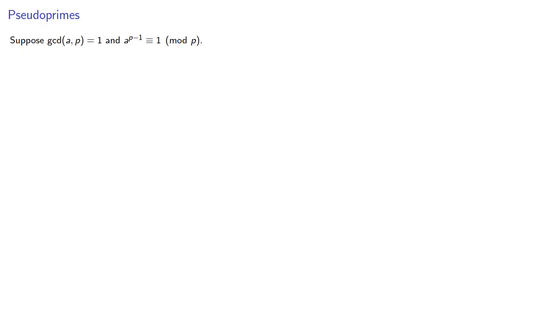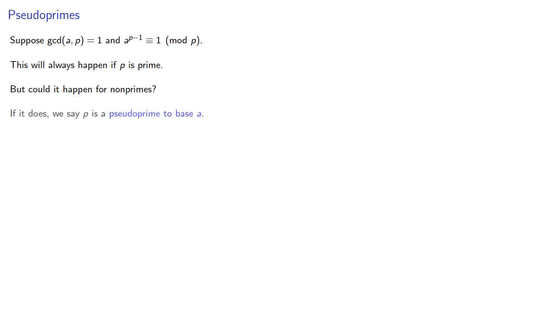Suppose the greatest common divisor of a and p is 1, and a to the power p minus 1 is congruent to 1 mod p. This will always happen if p is prime, but could it happen for non-primes? If it does, we say that p is a pseudoprime to base a.